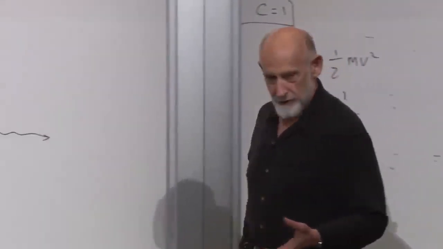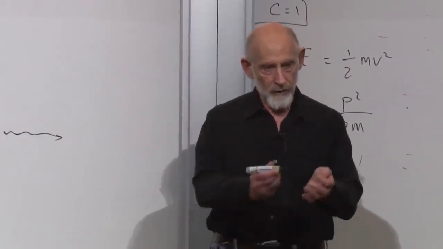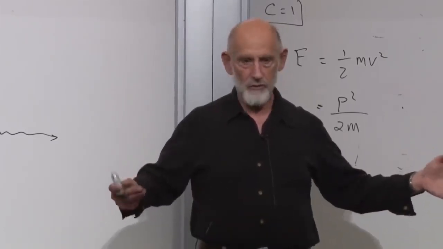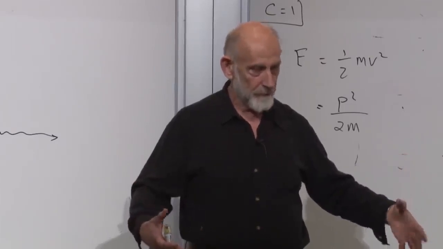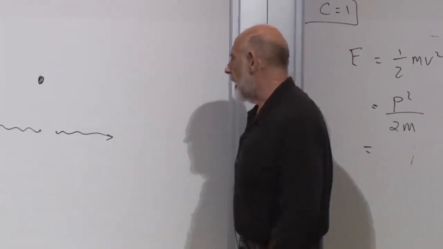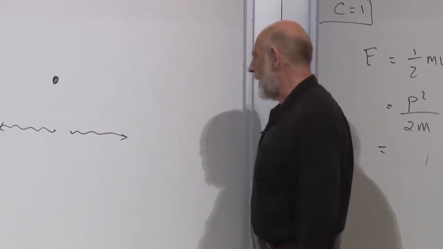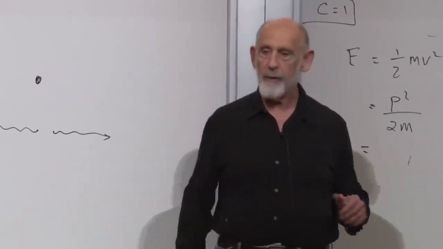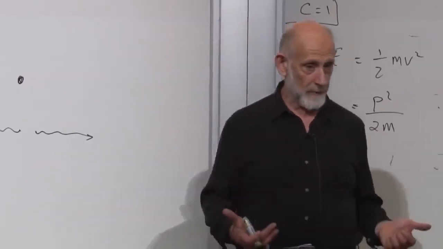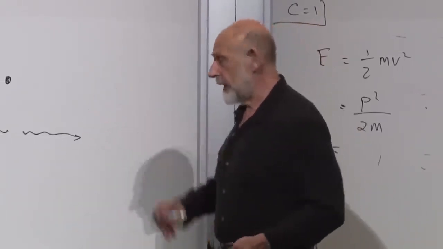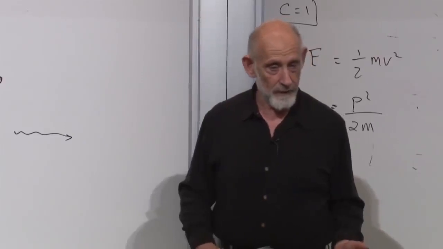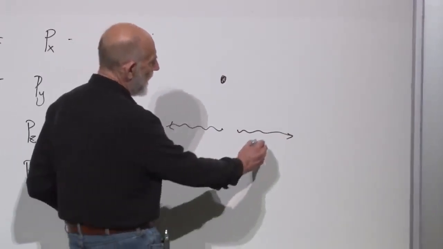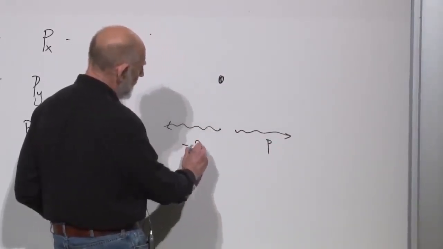Now it decays to 2 photons. The first conclusion is the photons must go off back to back in opposite directions. If they don't go off in opposite directions, it's quite clear the total momentum will not be 0. So they have to go off in opposite directions, and they must have exactly equal and opposite momentum. Why? The initial thing had 0 momentum. The final thing has 0 momentum. So this particle goes off with a momentum p, and this particle goes off with a momentum minus p.